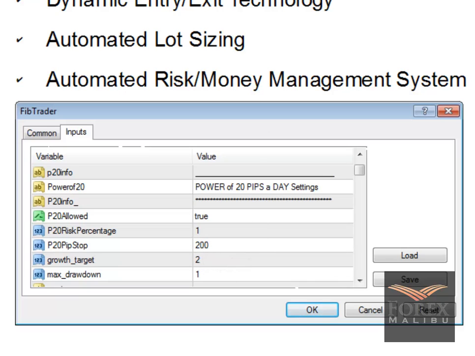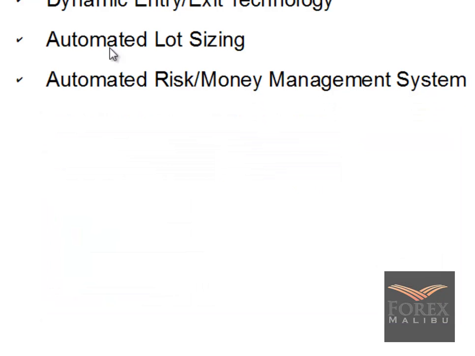All right, but we're going to talk about all these. We're going to have strategy sessions and all this stuff coming forward for all the FibAlert traders to take advantage of. So there's a lot to look forward to as far as the training and stuff goes. So automated lot sizing and risk money management system, all included.